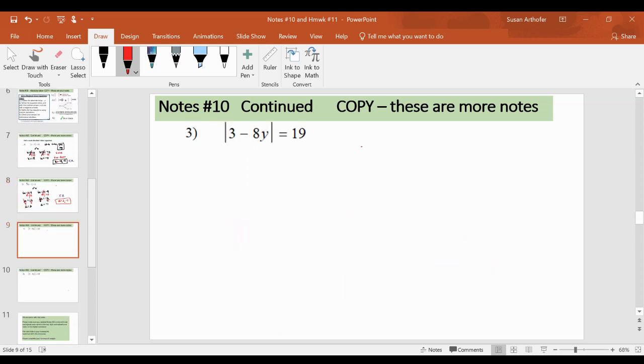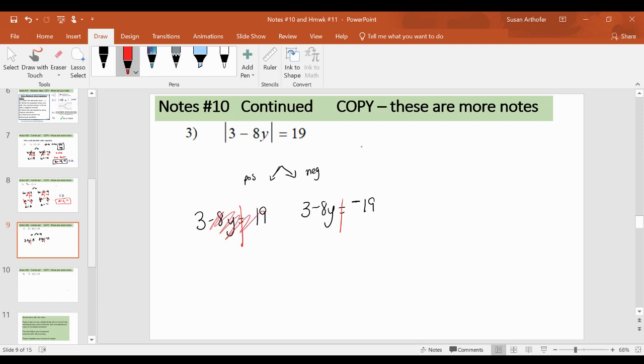Okay, moving on to the next problem. Same idea, you're going to write it twice, once with a positive, once with a negative. So you're going to write 3 minus 8y equals positive 19, and 3 minus 8y equals negative 19. Draw your line through. And be careful on this.